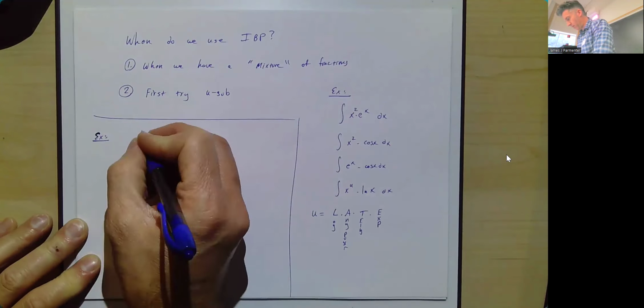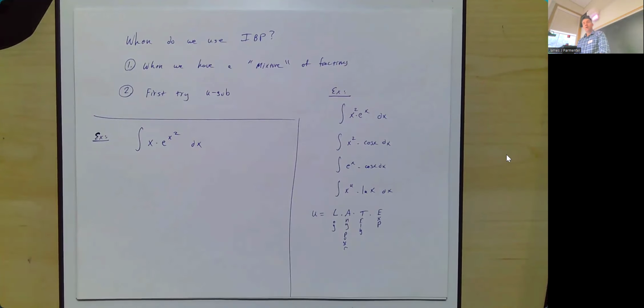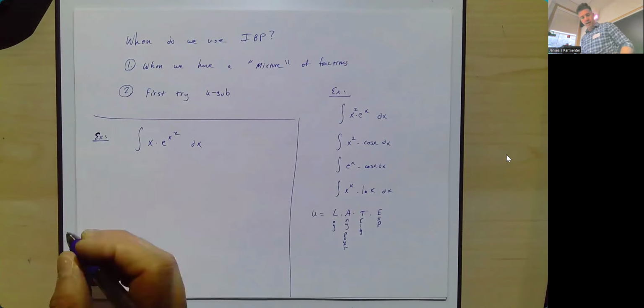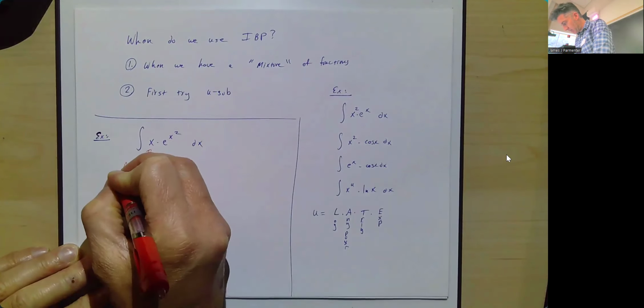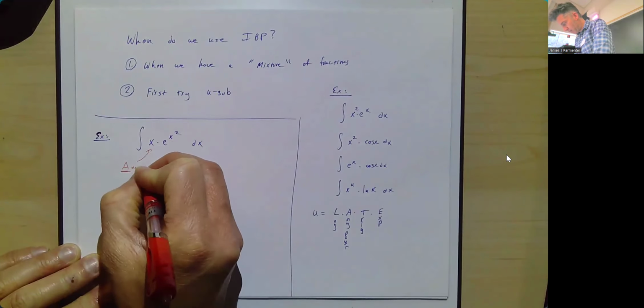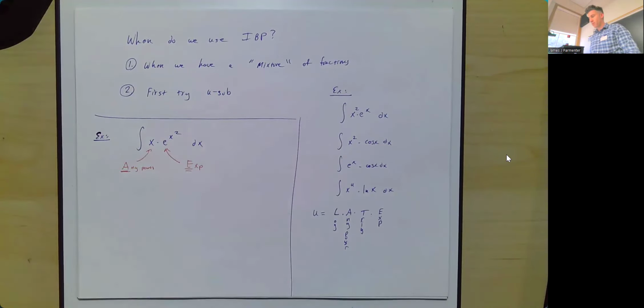So for example, the integral of x times e to the x squared. Okay, it's definitely a mixture. I have an exponential thing, e to the something, and I have any power of x. I have an x to the first multiplied by it. But before I go and start trying to use integration by parts, I should first look to see maybe there's a u sub that's going to work out here.